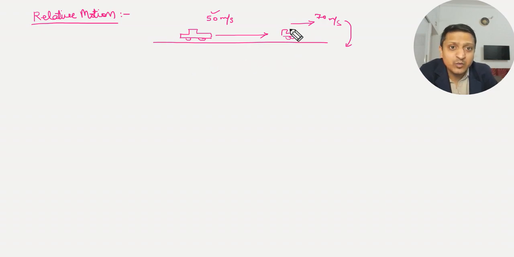But if I ask what is the speed of this car with respect to this one, suppose someone is here and someone is here. So this person will think that he is moving with 20 meters per second speed. So it means 70 minus 50 we have used. So V2 minus V1 we did.